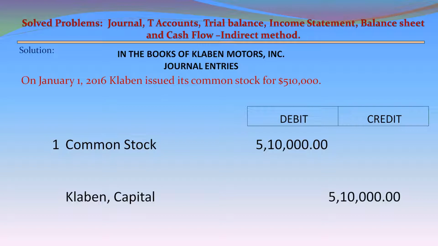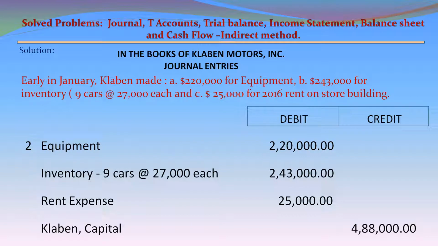Journal entries. On January 1, 2016, Klaban issued its common stock for $510,000. Journal entry for this is: cash debit $510,000, to common stock credit $510,000.